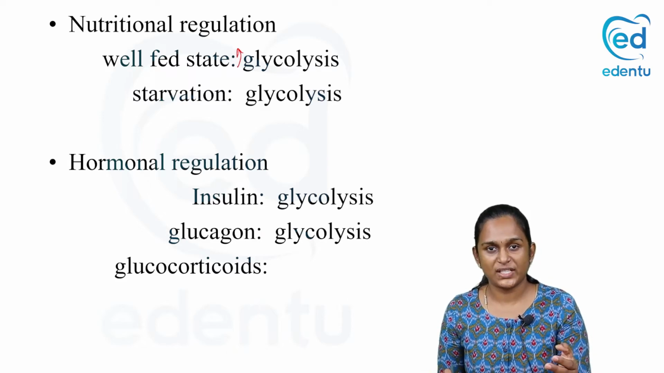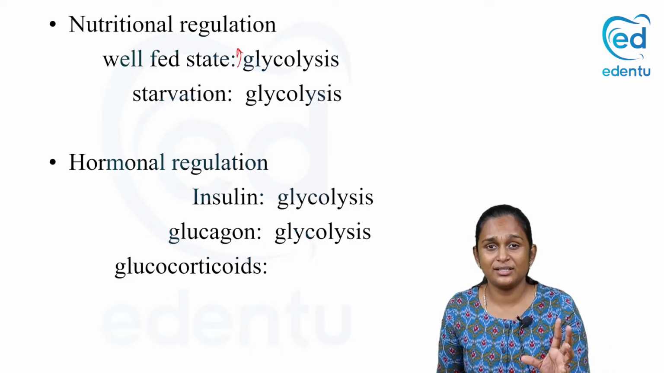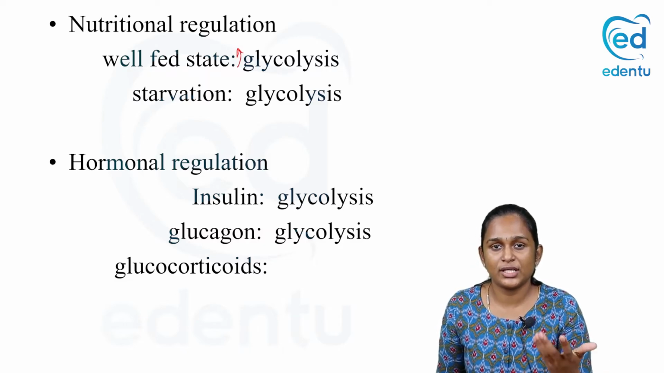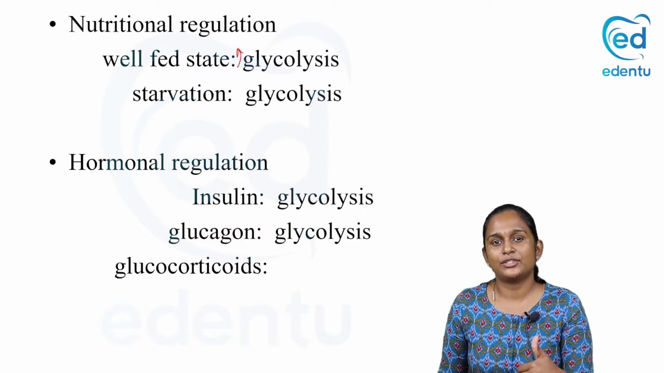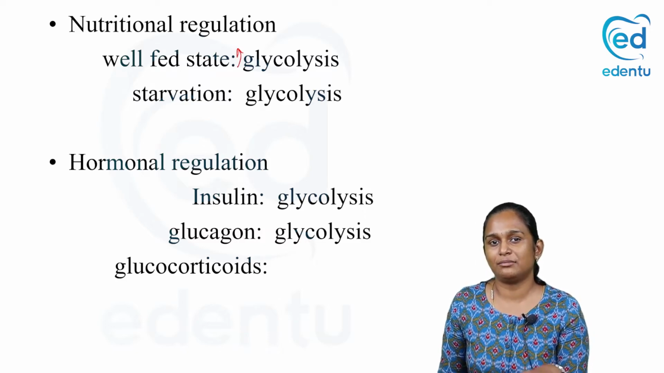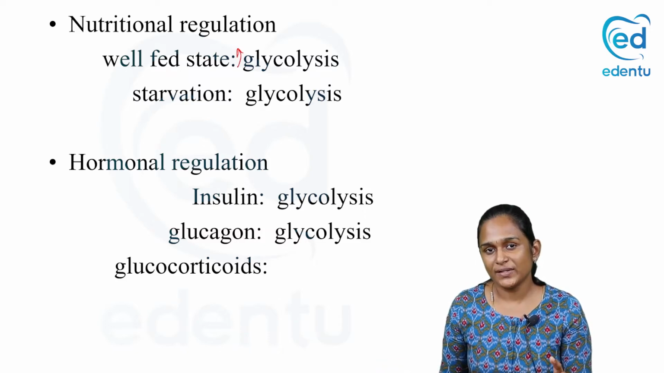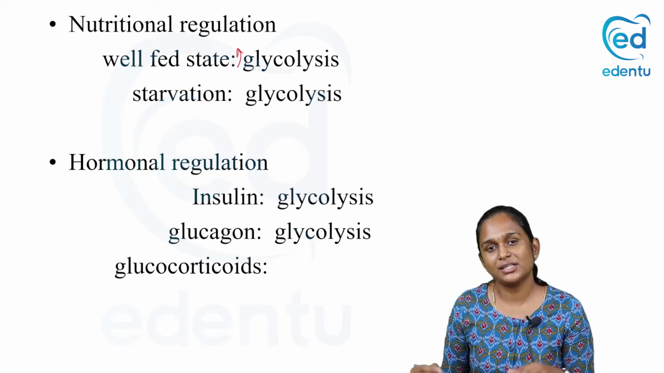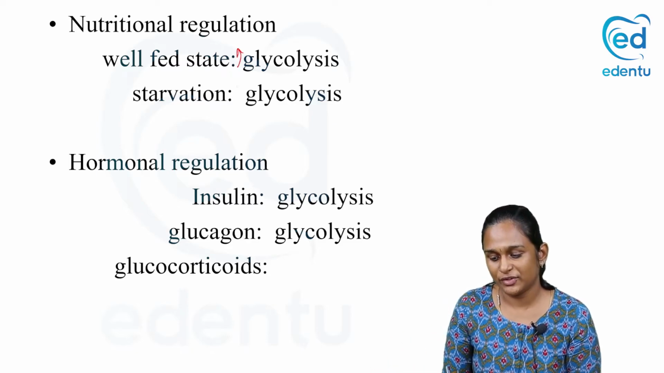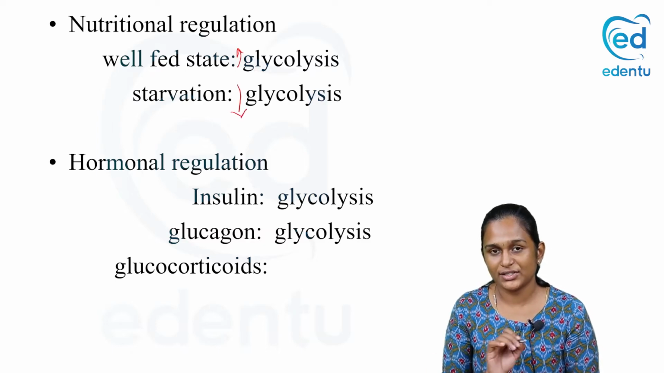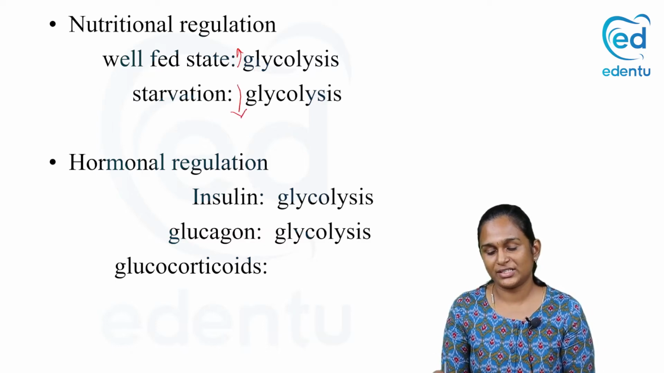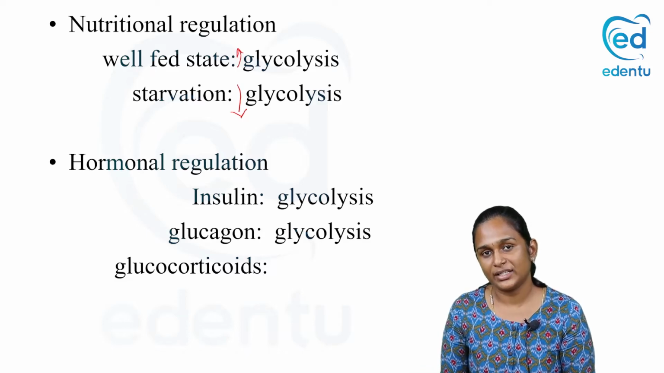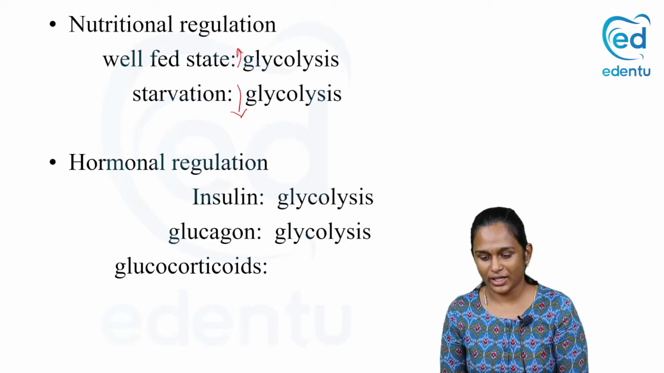What happens when you're starving? We don't have glucose. The cell should not utilize glucose. The cell should conserve glucose and send it to the circulation to maintain the mean blood glucose level. So when you're starving, glycolysis will not happen. The other way around, the synthesis of glucose will happen. So in well-fed state, glycolysis will happen, and in starvation state, glycolysis will not happen.